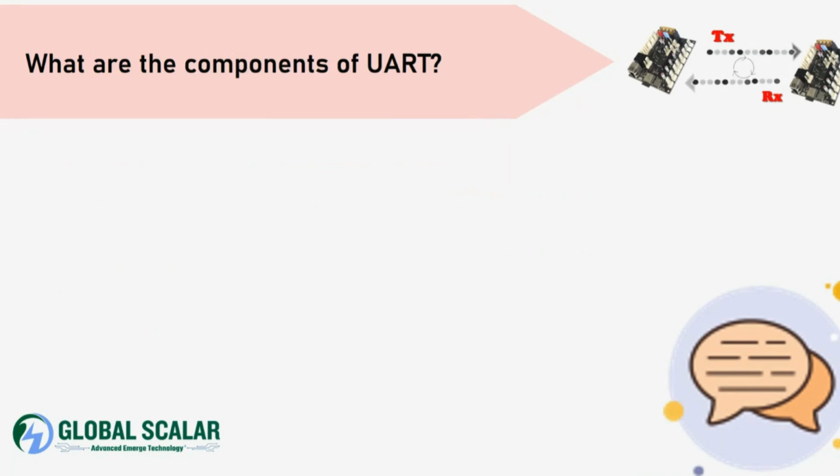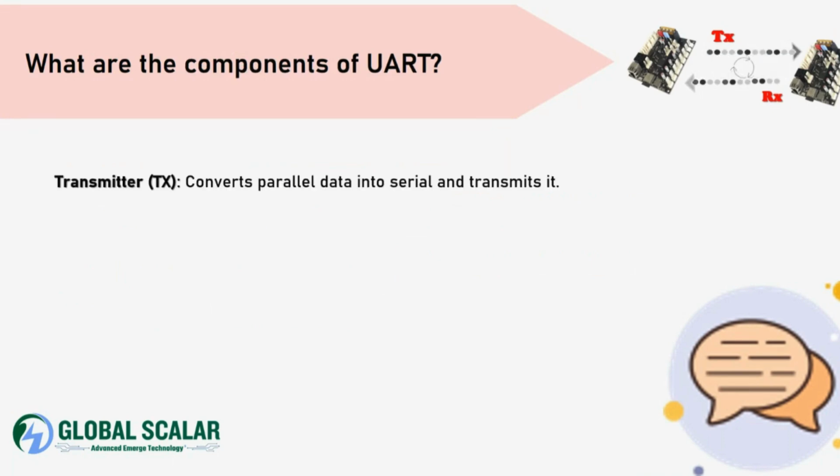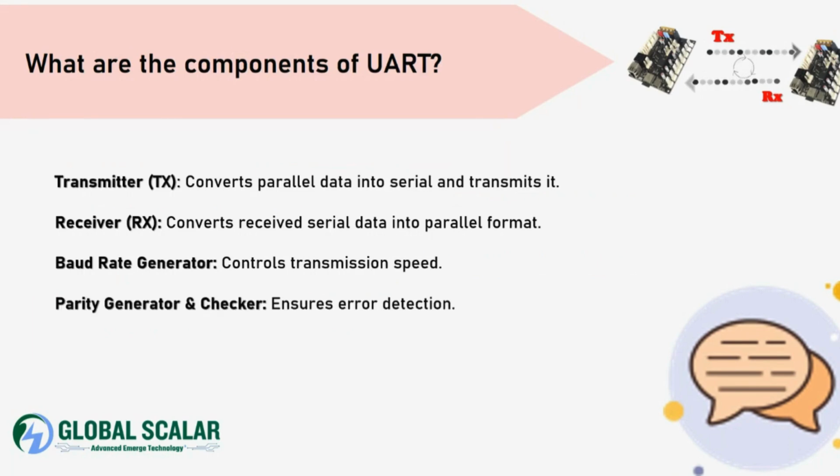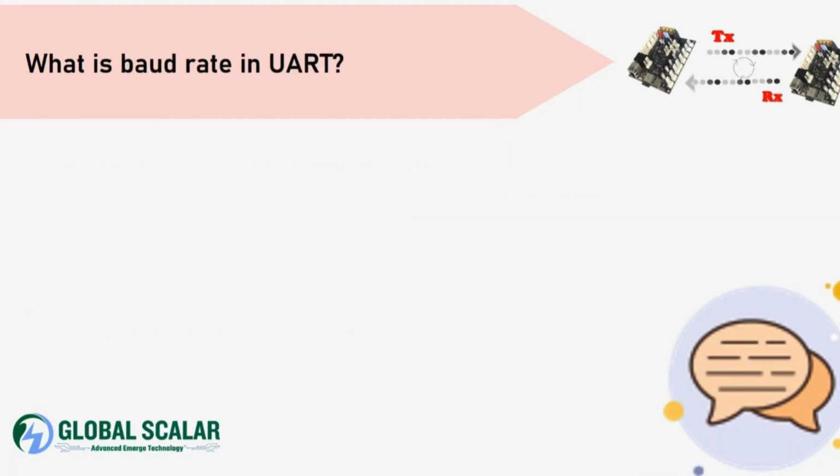What are the components of UART? Transmitter, TX, it will convert the parallel data into serial and transmit it. And receiver, RX, it will receive the serial data and convert it into parallel format. And baud rate, it will control the transmission speed. Parity generator and checker ensure error detection.